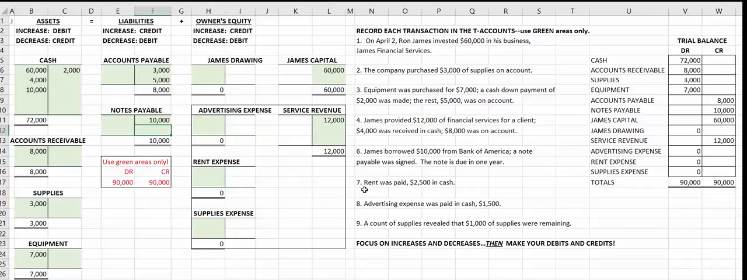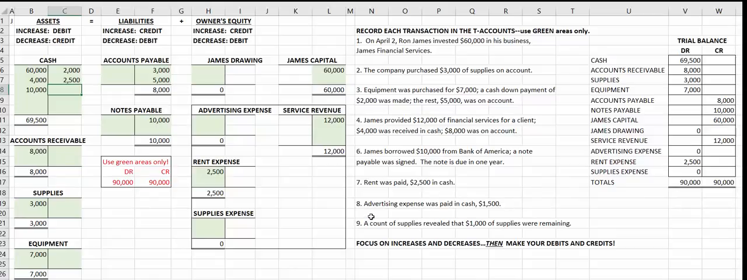Transaction 7, we're going to pay some rent. Rent is an expense. Expenses always decrease owner's equity, and that is the reason that you're going to make a debit to rent expense. We paid it in cash. Cash is going down. Check your trial balance. Looks like we are in balance. Cash now has a balance of $69,500.